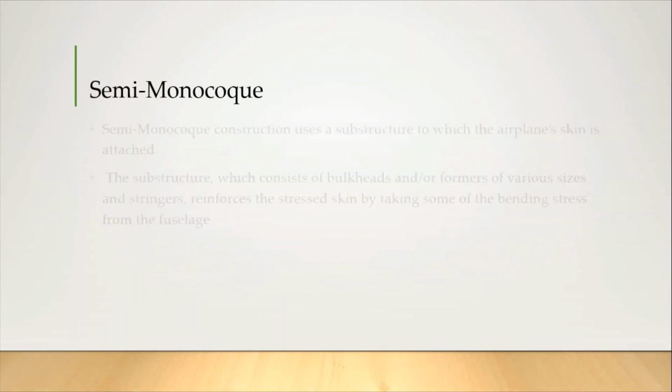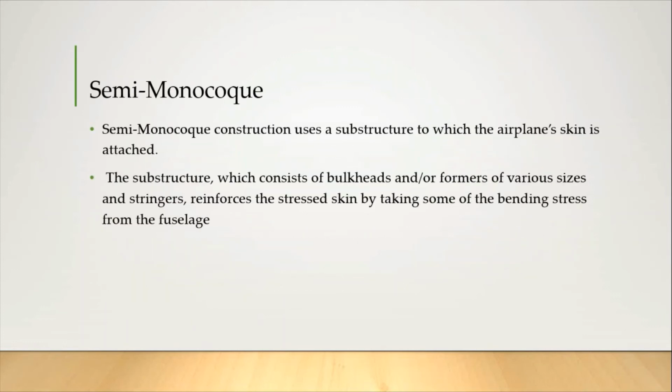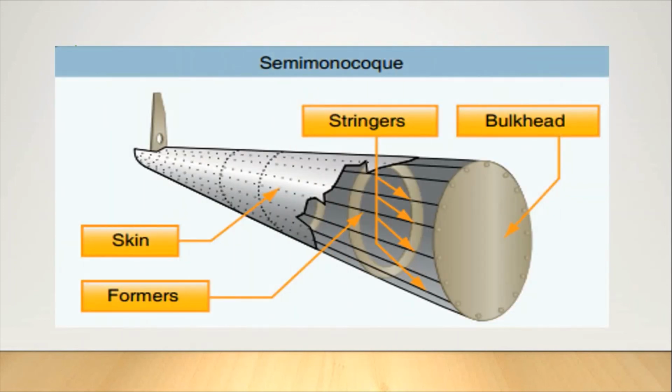So the last one is the semi-monocoque. Semi-monocoque construction uses a substructure to which the airplane skin is attached. The substructure, which consists of bulkheads and/or formers of various sizes and stringers, reinforces the stress skin by taking some of the bending stress from the fuselage. So here is a graphical representation of this semi-monocoque structure. It consists of the stringers, bulkheads, skins, and formers, which we have discussed earlier.